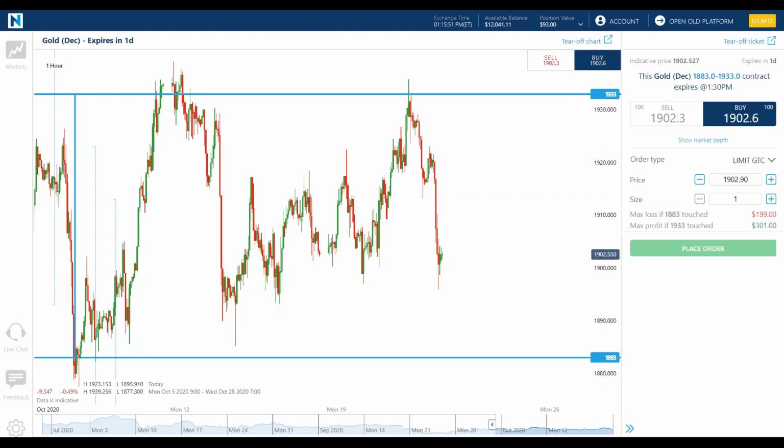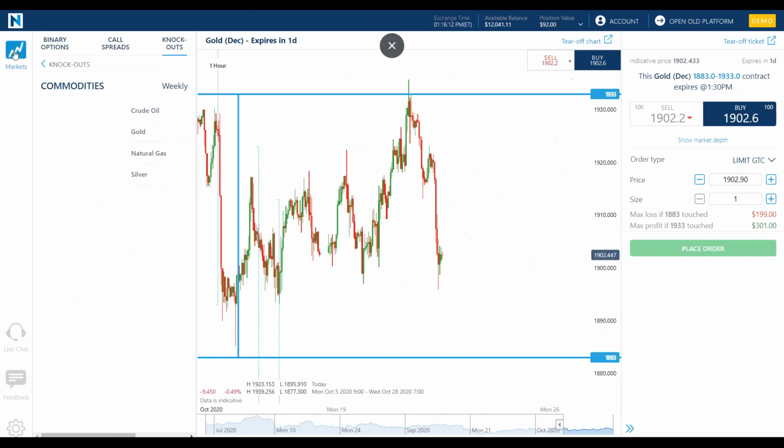And remember, just because there's an expiration doesn't mean you have to wait. You can always choose to take partial profits or limit your losses early. And I kind of showed you how we could do that. Now, that's knockouts. Again, if you've had any questions, you've been firing those through over to Sophie. Let's now go over to binary options.